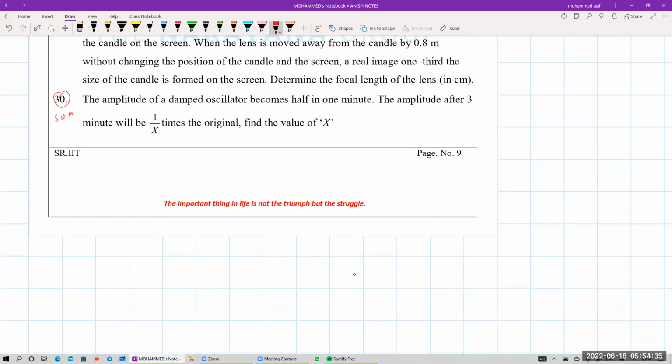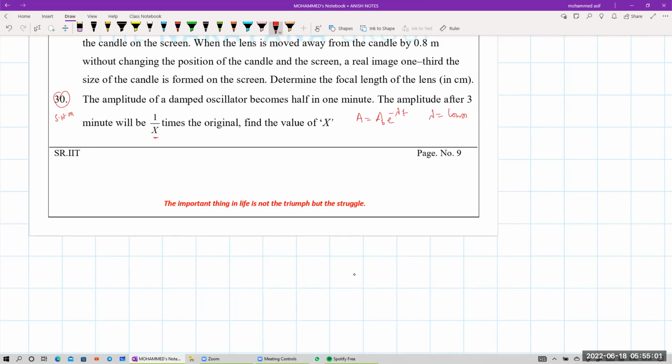Yes, sir. The question number 30 is right now for me over damped oscillations questions. The amplitude of a damped oscillator becomes half in 1 minute. The amplitude after 3 minutes will become 1 by x times the original value. Find the value of x. Damped oscillation formula: A is equals to A naught exponential to the power of minus lambda into t, where lambda is nothing but beta or constant, and t is nothing but time. For what time is asking beta?